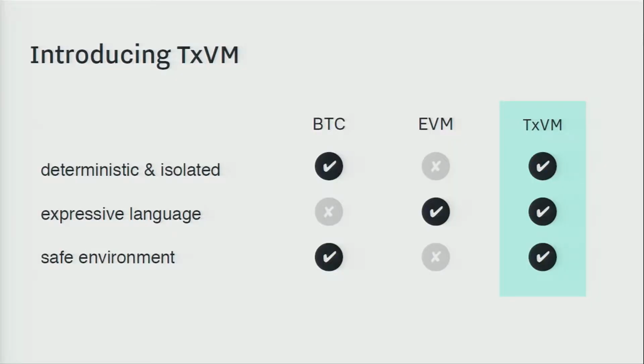So what we did is we created our own transaction representation, which we called TxVM, which is short for the Transaction Virtual Machine. We wanted it to be deterministic and isolated like Bitcoin, so you can know exactly the effect that a transaction would have on the global state. But we wanted it to have the expressive language of the Ethereum virtual machine. And we also wanted it to execute in a safe environment like the Bitcoin transaction model. So these were our goals.